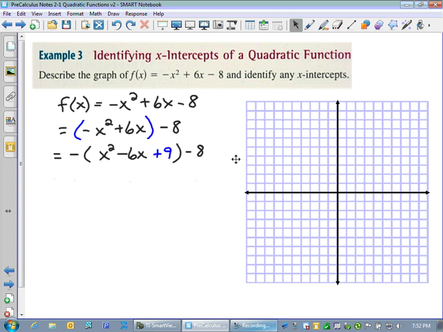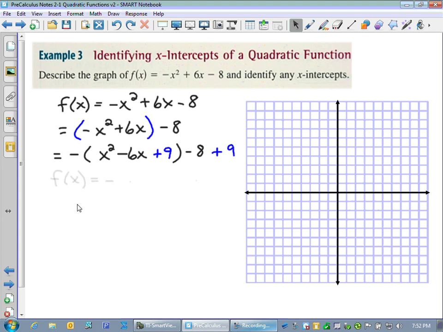Now, to preserve equality, we have to be careful again. The change to the value of the function is not really a positive 9 because there's still that negative sign outside, which means when you distribute that negative, it's really negative times a positive 9 would be negative 9. So you undo a negative 9 with a positive 9. That's where it can be a little tricky.